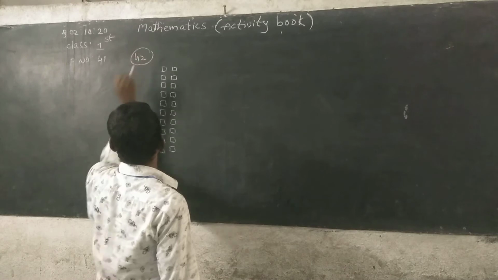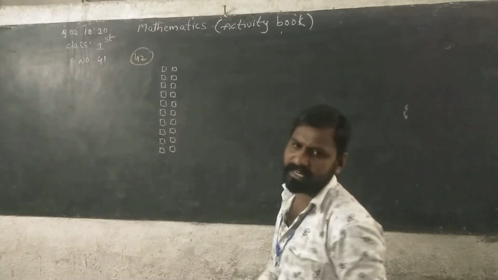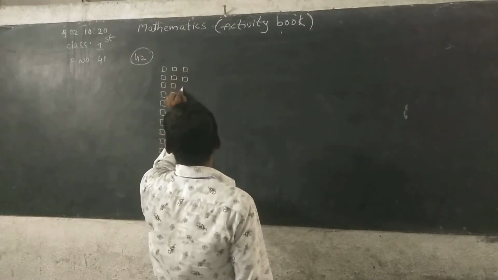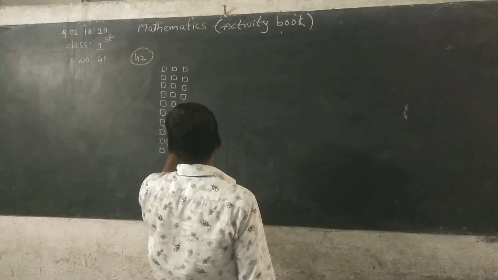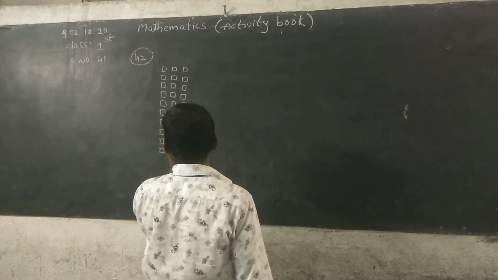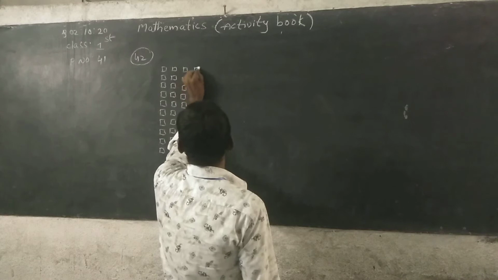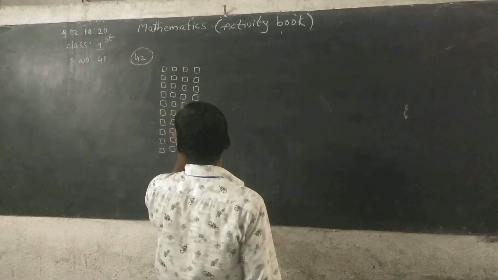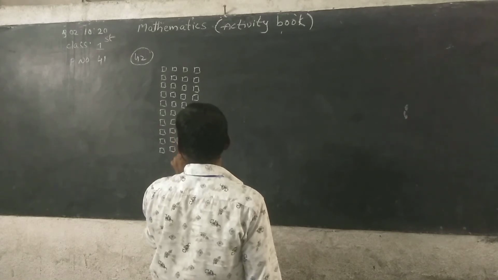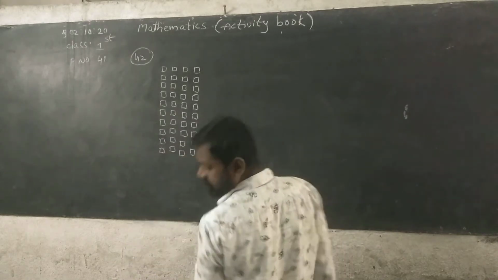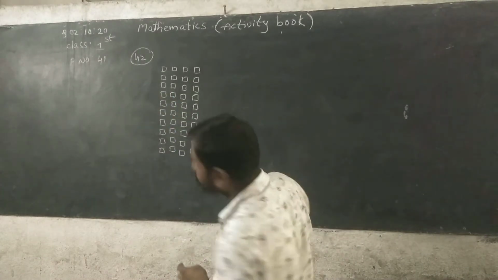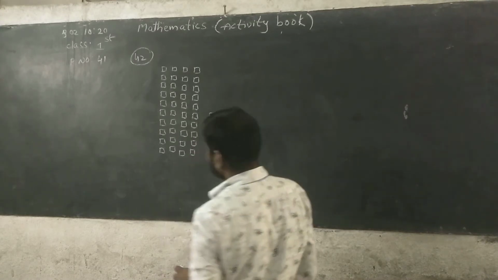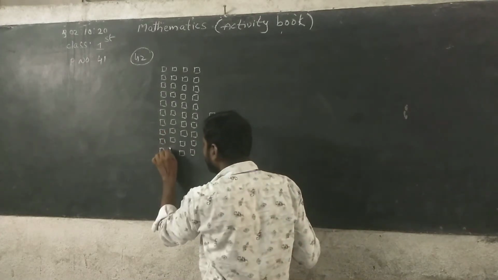42 means you can write 4 piles. Each pile contains 10 boxes. Then here, 1, 2, 3, 4, 5, 6, 7, 8, 9, 10. So 4 piles. Next, 2 means in one space you can draw 2 boxes, that's it. Did you understand better?